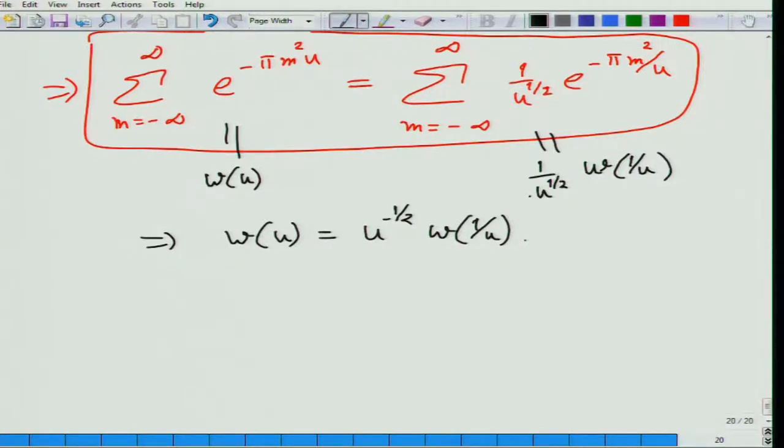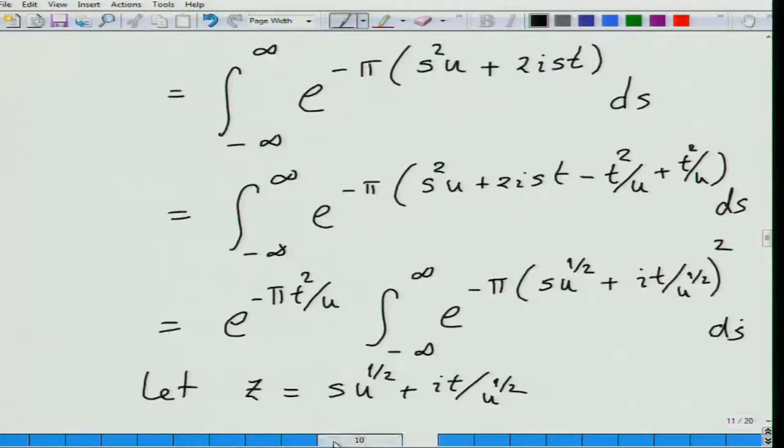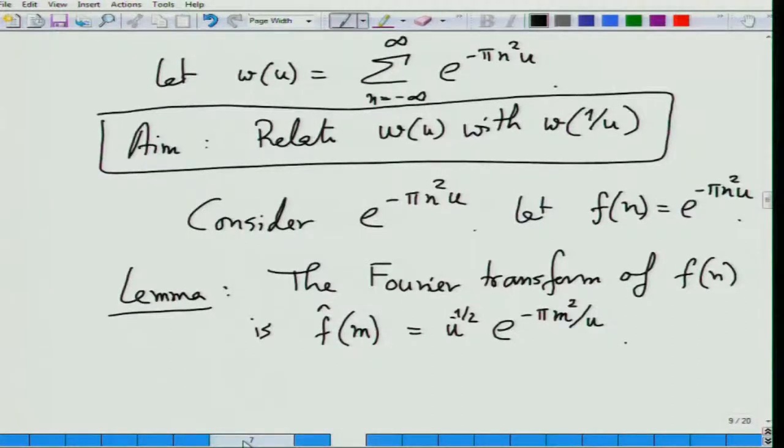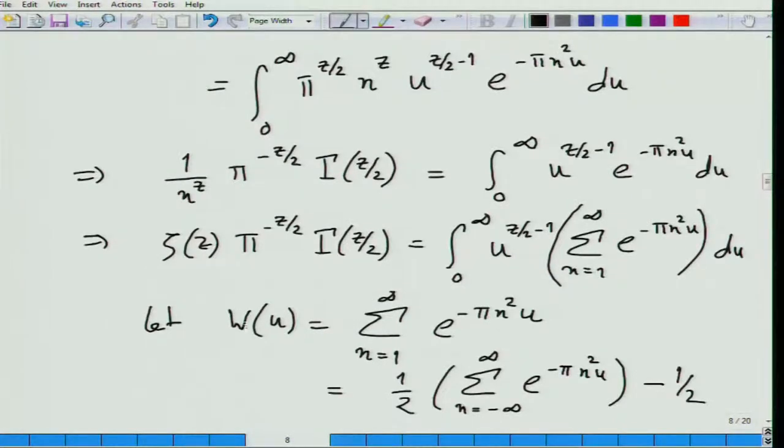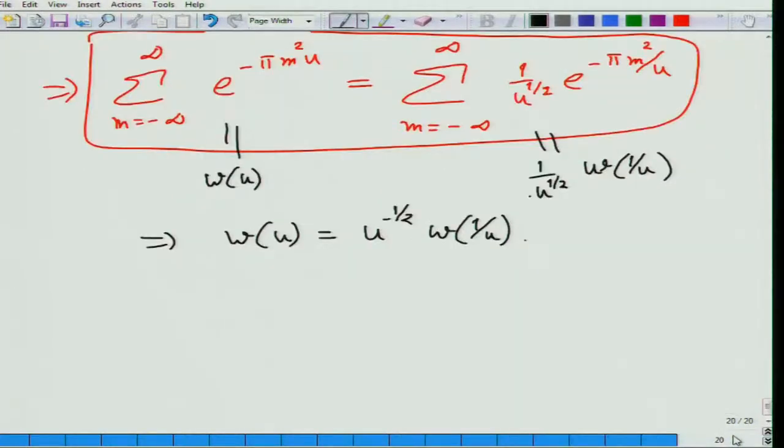And the whole point of this exercise was to derive this equation, this relationship between w u and w 1 by u. And let us go all the way back where we started from here. That same, relate w u with w 1 by u. And why did w u arise? Where did this come from? We had this capital W u, which is related to small w u by this formula. And this capital W u actually occurred here in this relationship with zeta function and gamma function inside this integral. So, let me just lift all of this and write it afresh there.